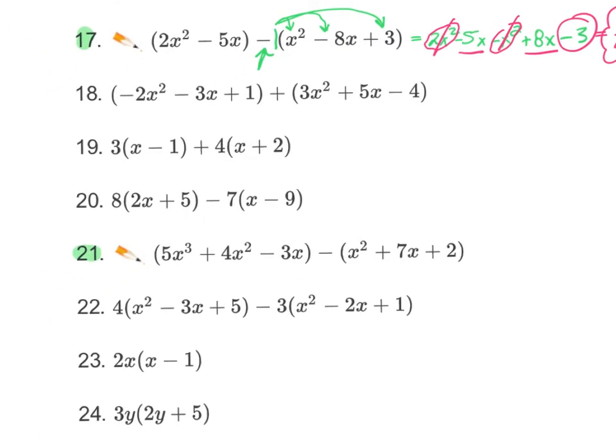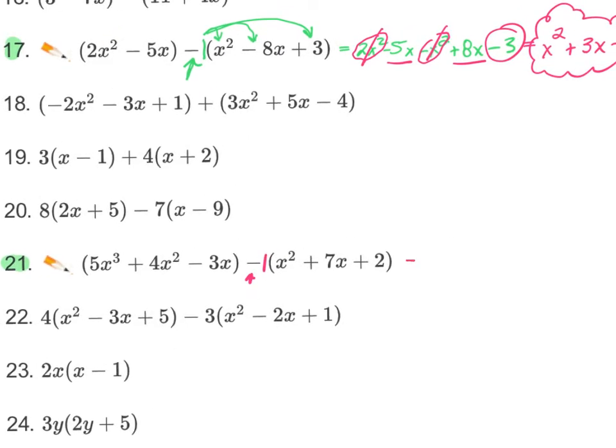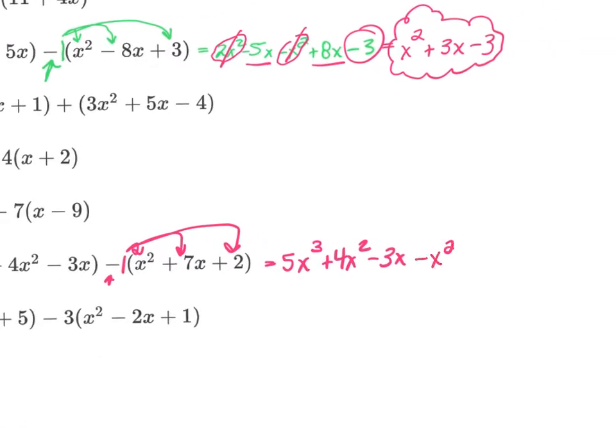Number 21, same thing. I have to distribute that negative first before I can combine anything. If you have a plus sign in the middle, just add away. Combine like terms. But before I do that, I can rewrite 5x cubed plus 4x squared minus 3x. And then I'm going to distribute this negative 1. What that does is it changes the signs of everything. So I have minus x squared minus 7x minus 2.